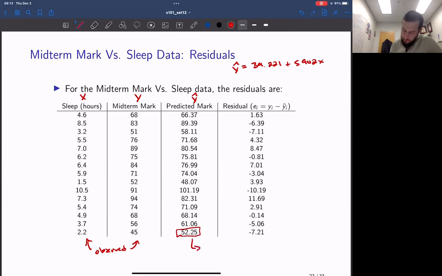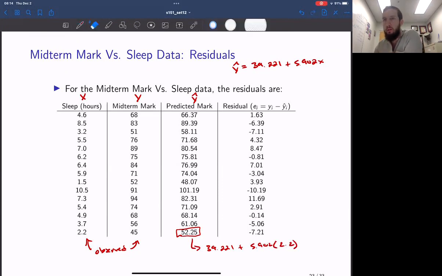52.25, this is 39.221 plus 5.902 multiplied by 2.2. And every single value in the predicted column is calculated in the same way. You take your regression line and you sub in the number of hours of sleep for X.